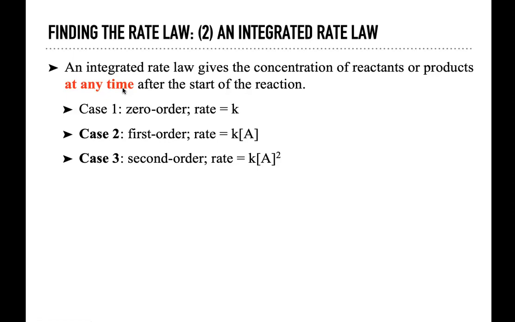The reaction order can be 0, 1, 2, sometimes 1/2, sometimes 3/2, and sometimes -1. But in most cases, the reaction order is either 0 or 1. The first order is the most frequent, and the second most frequent is the second order. So we're going to focus on these three cases to find the integrated rate law.